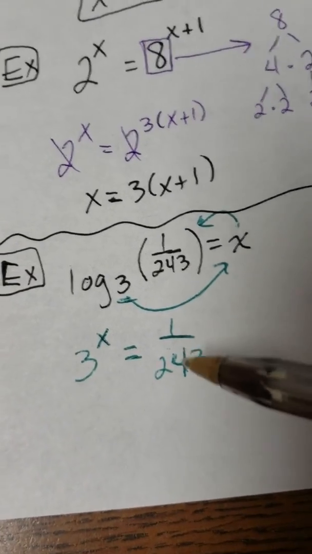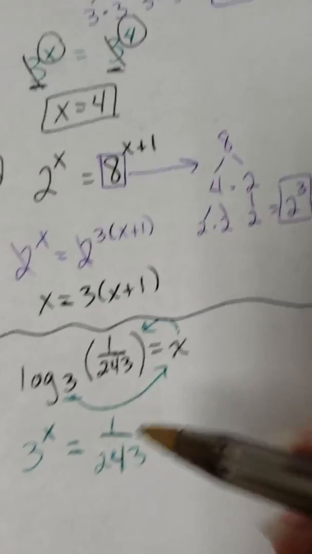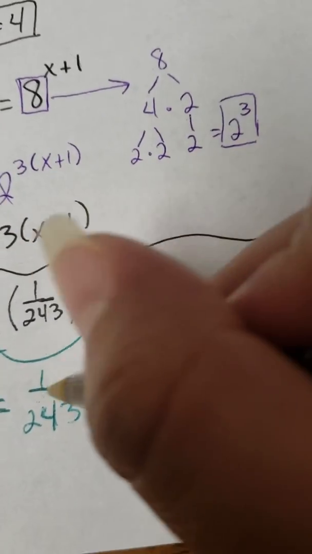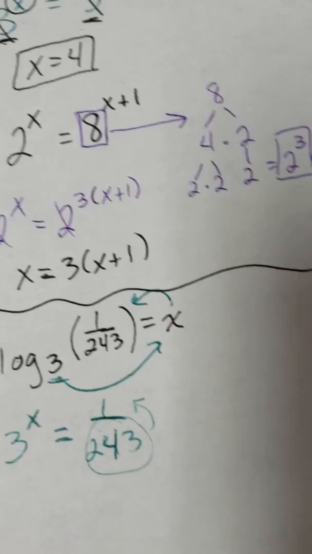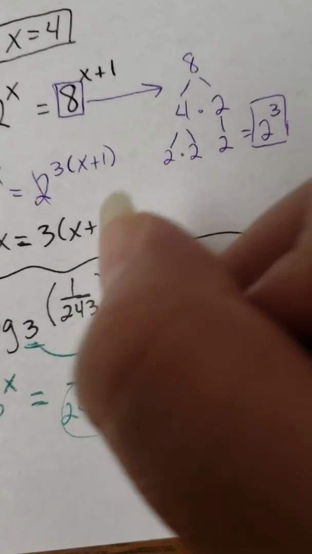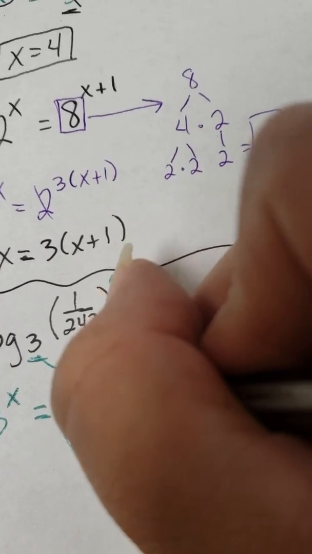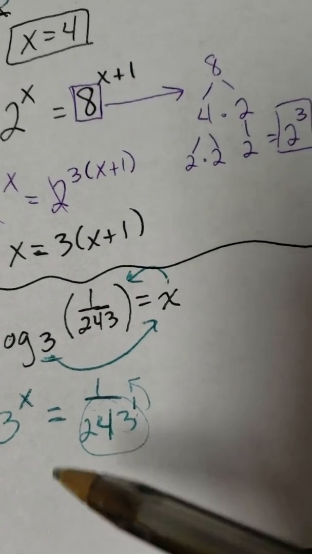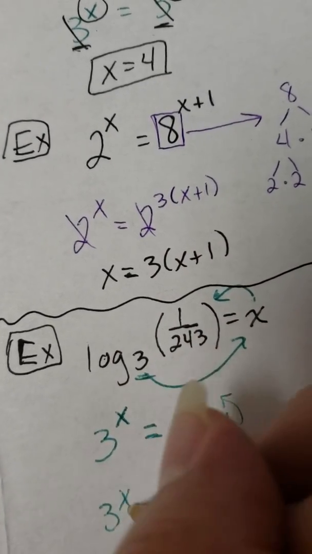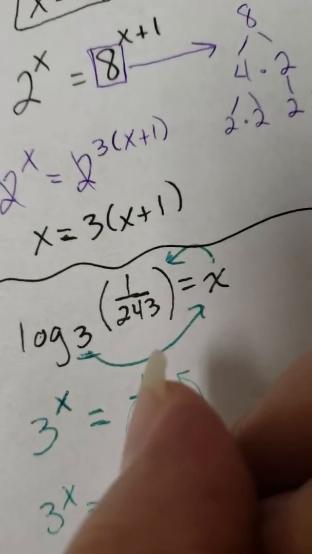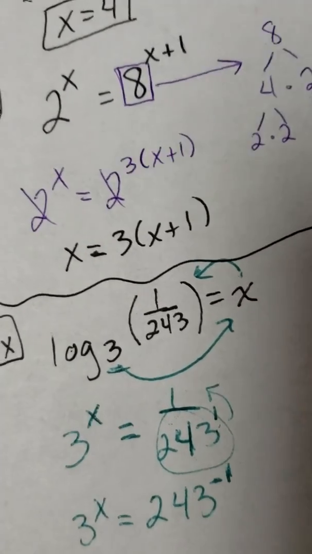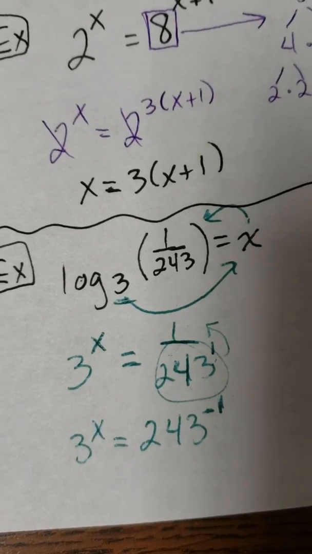So what I'm going to do next, I'm going to flip this. So we did talk about this before. If I want to put this thing on the top, okay, I have to change the power. So this is the same as 243 to the power of 1, okay? But if I flip it, if I put this up here, well, now it's going to be to the negative 1. So 3 to the x is equal to 243 to the power of negative 1. So the power changes, okay?